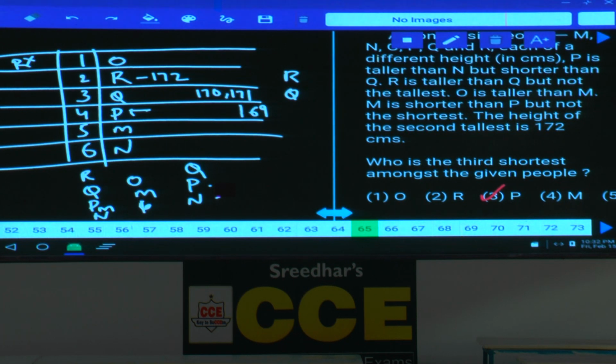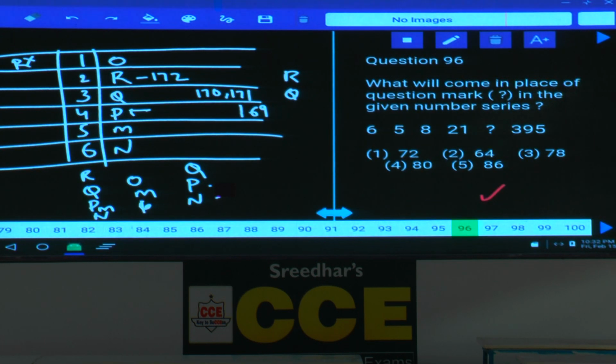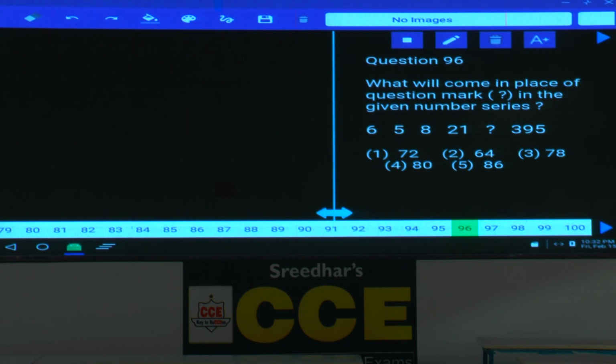Clear? So, number series, doubts on the numbers please. Last 96 to 100. Now number series question numbers 96 to 100. Now in this 96 to 100, 6, 5, 8, 21 and so on. Now 6, 5, 8, 21 and the number is 395. How can you express this one? 6, 5, 8, 21, blank, 395.